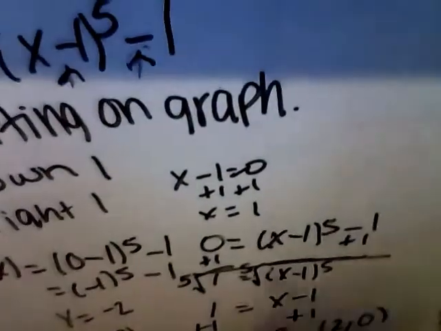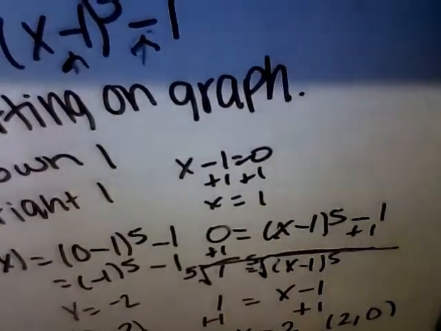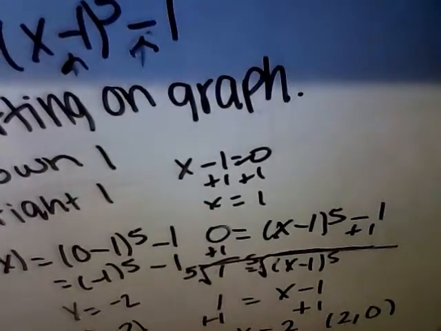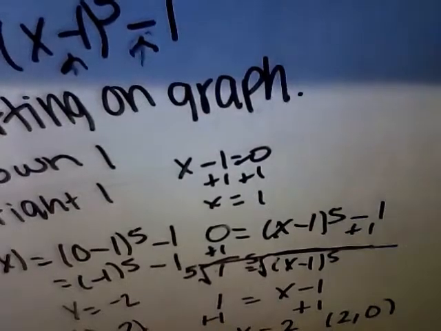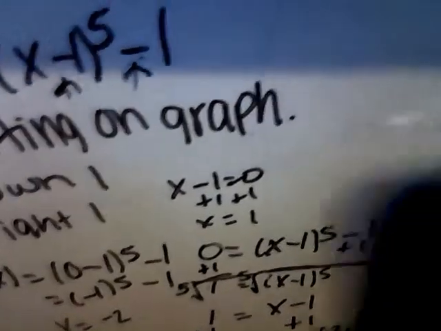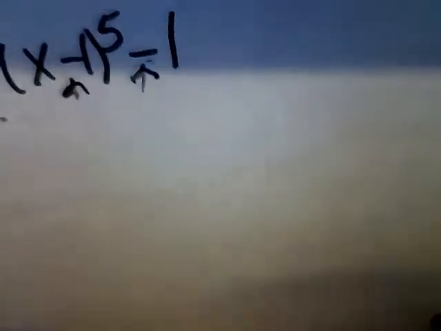Alright, now we know it is going down 1, right 1. Our intercepts are 0, -2, and 2, 0. Now I'm just going to erase this so I can have some room. Okay. Now we want to graph it, but we should find some points first.